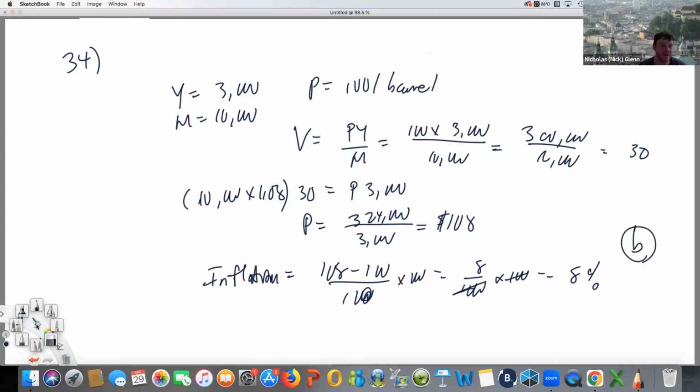Okay, so 35 here, everything's the same, except now instead of just the money supply changing, output also changed. Right? There's an increase in output from 3,000 to 3,100. There's a new strain of grapes that allows production to be more productive. It allows production to increase.